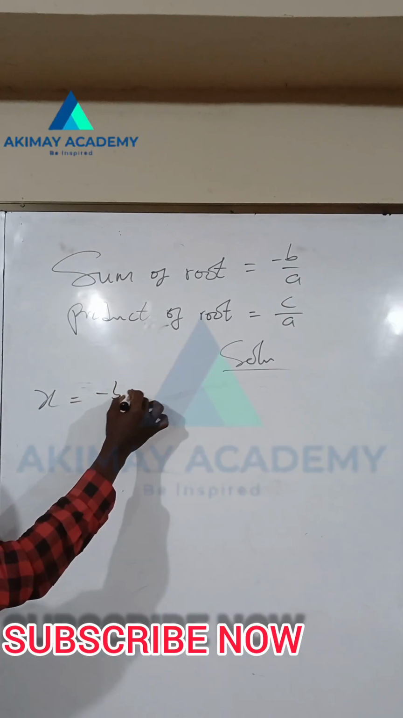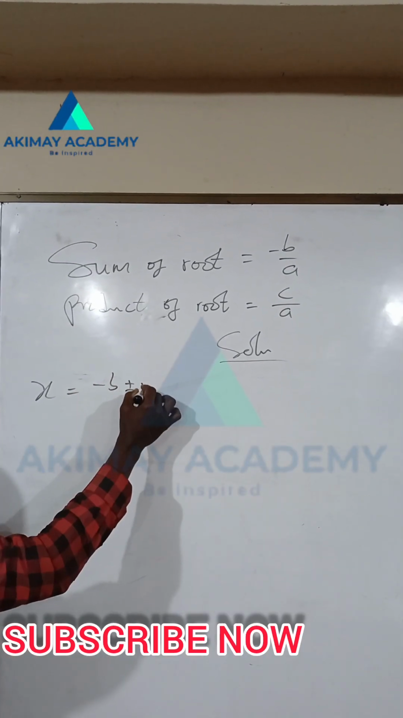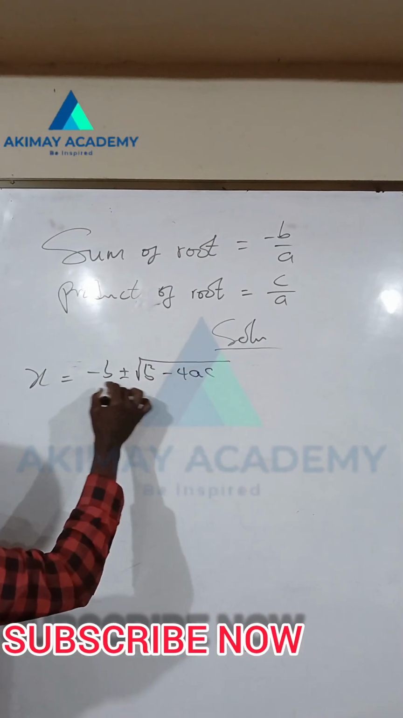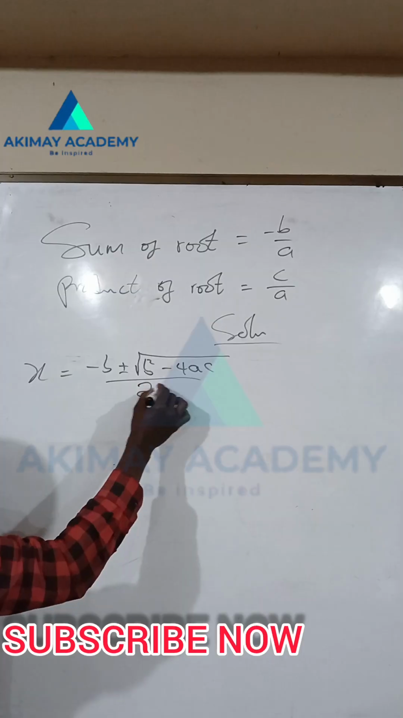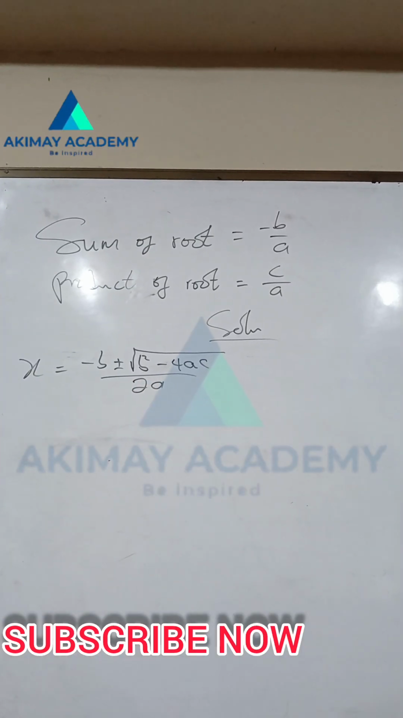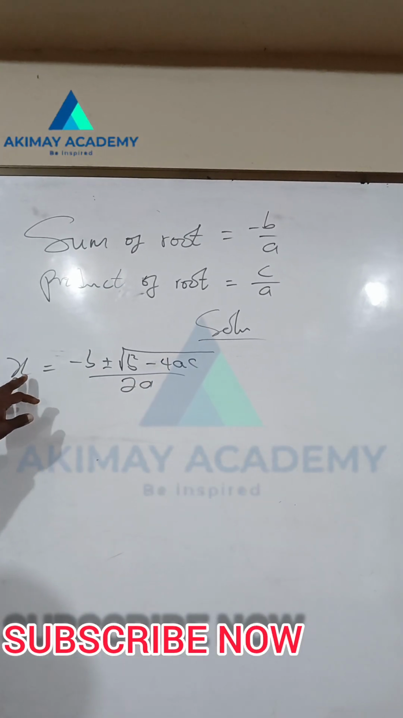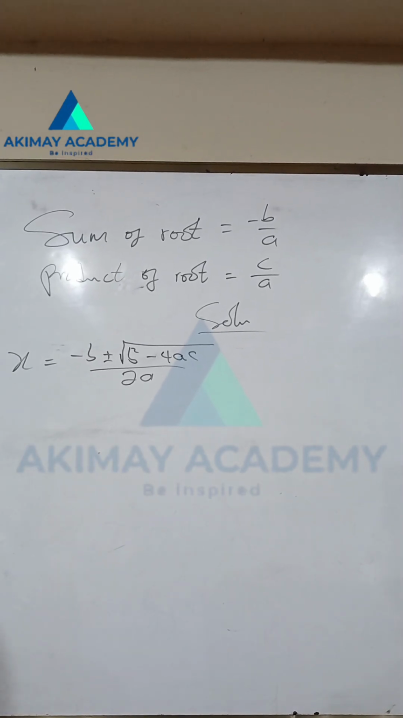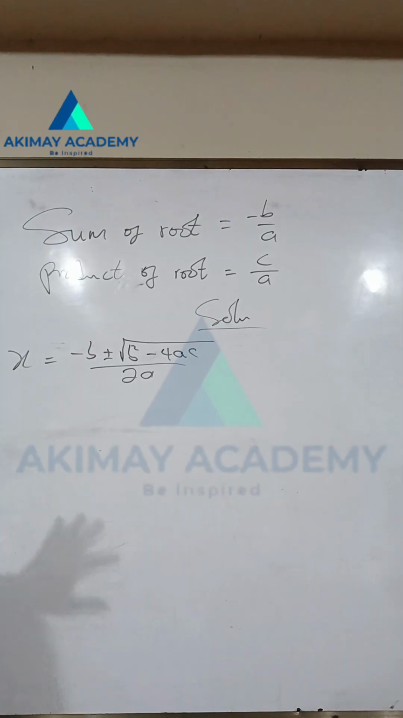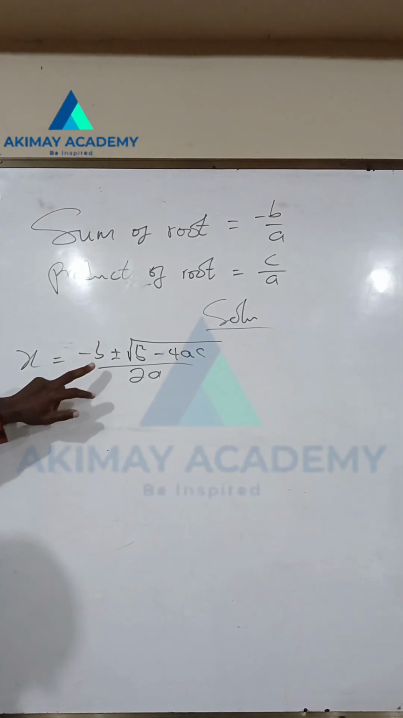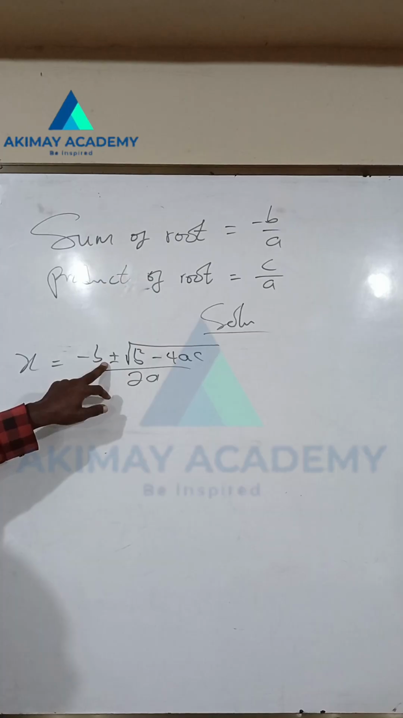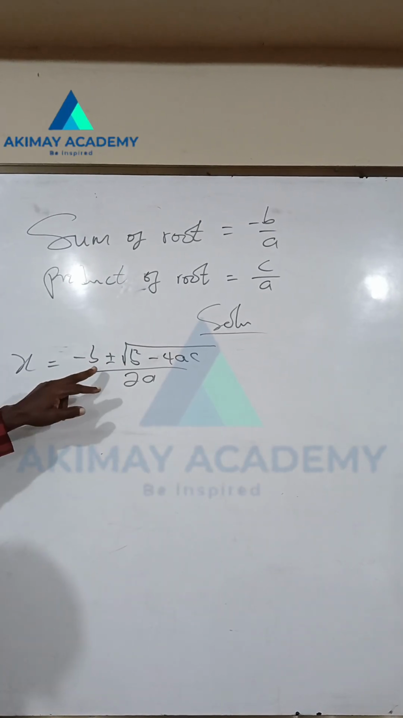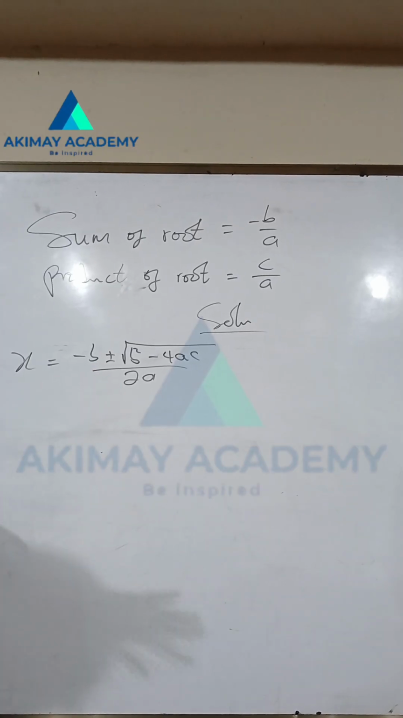Minus b plus or minus. So from our quadratic formula, we know that x equals minus b plus or minus square root of b squared minus 4ac all out of 2a. Now, the two signs over here, plus or minus. The plus will give us one solution, and the minus will also give us another solution.